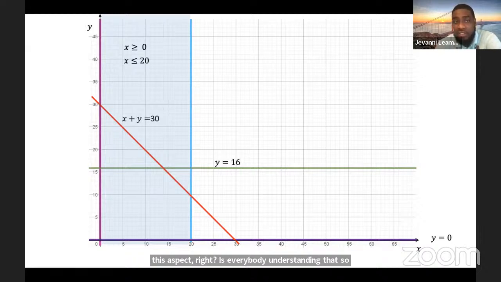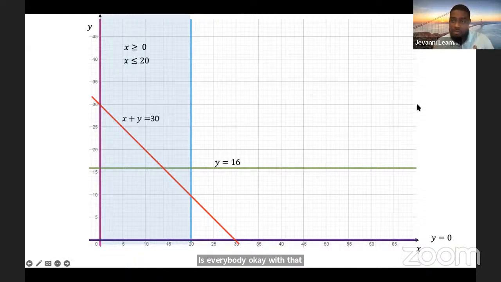And it's very important to highlight the parts that we're shading because that represents the region that is our inequality. Is everybody okay with that? Yes, sir. All right. Sir, could you go again? All right.